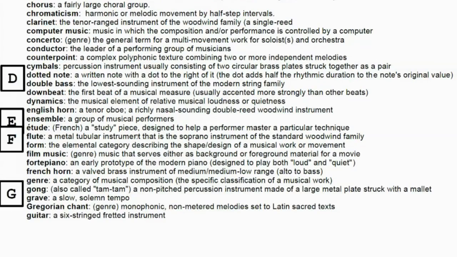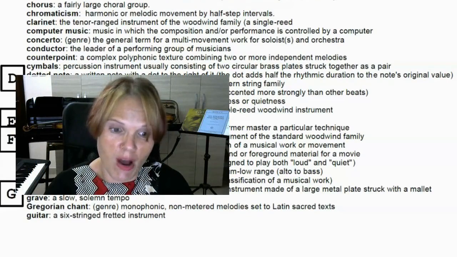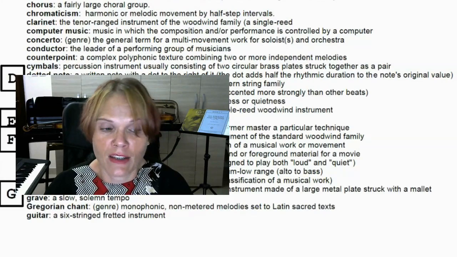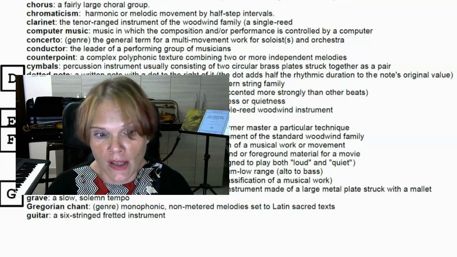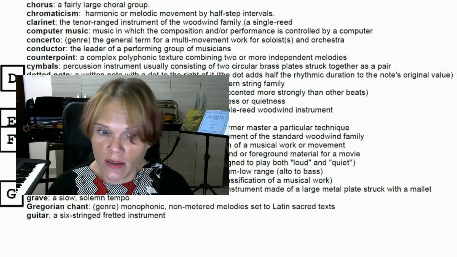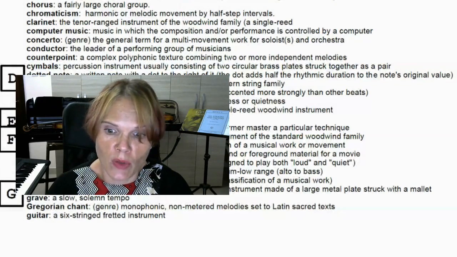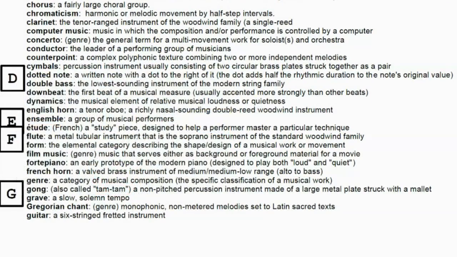Grave, it's a solemn tempo, so it's a tempo word. We know already that tempo means time. So how fast is that music? And the grave is a slow, solemn tempo. A Gregorian chant, which is a genre, is a monophonic, non-metered melody set to Latin sacred texts. A guitar, a six-string fretted instrument.